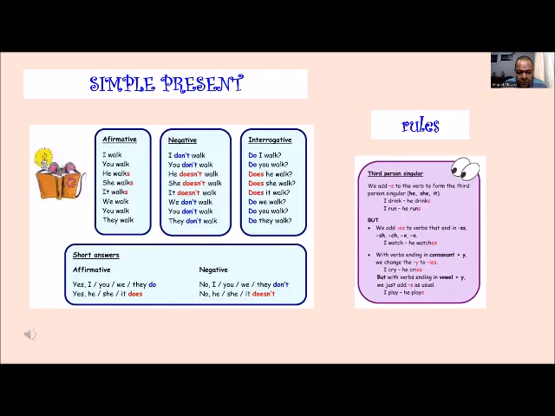Simple present, affirmative: I walk, you walk, he walks, she walks, it walks, we walk, you walk, they walk. Negative: I don't walk, you don't walk, he doesn't walk, she doesn't walk, it doesn't walk, we don't walk, you don't walk, they don't walk. Interrogative: Do I walk? Do you walk? Does he walk? Does she walk? Does it walk? Do we walk? Do you walk? Do they walk?